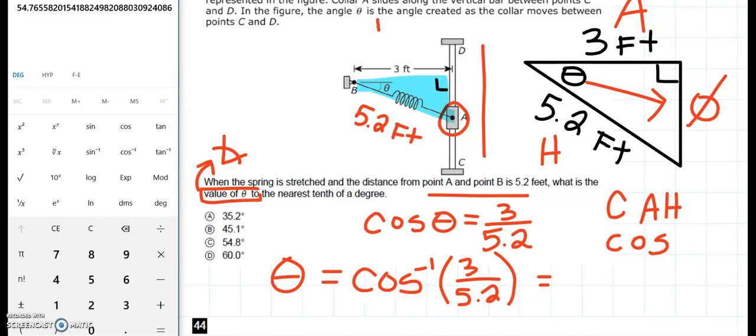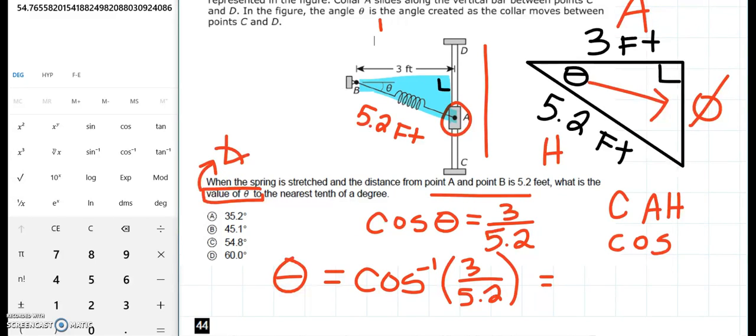Looking at our choices, 54.7 is closest to 54.8. And it would be the 54.76 if I rounded to the nearest tenth of a degree, which is what it was asking me to do. So my answer is choice C. Let's take a look at the last problem.